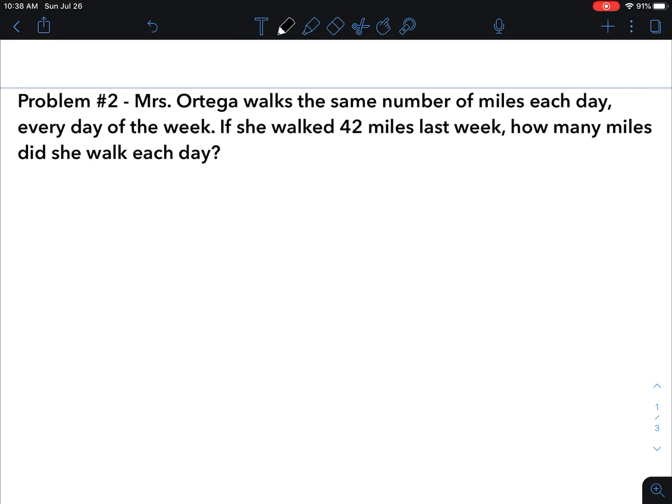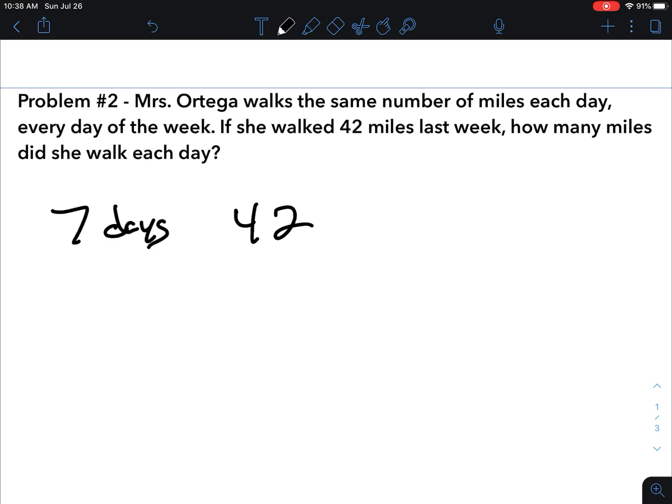Hint, so she walked every day. So she walked for 7 days. So 7 days, walked a total of 42 miles. How many miles did she walk each day? All right, so we're getting to a bigger number. So dividing that up could be tough. If you could still do it, it might just take a little extra time, which is fine.